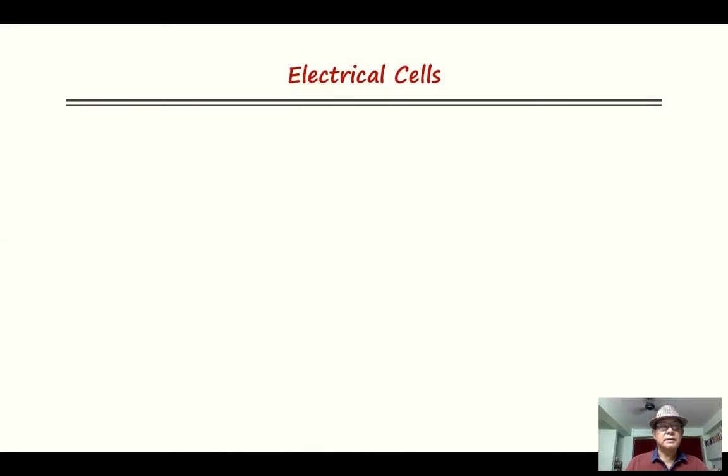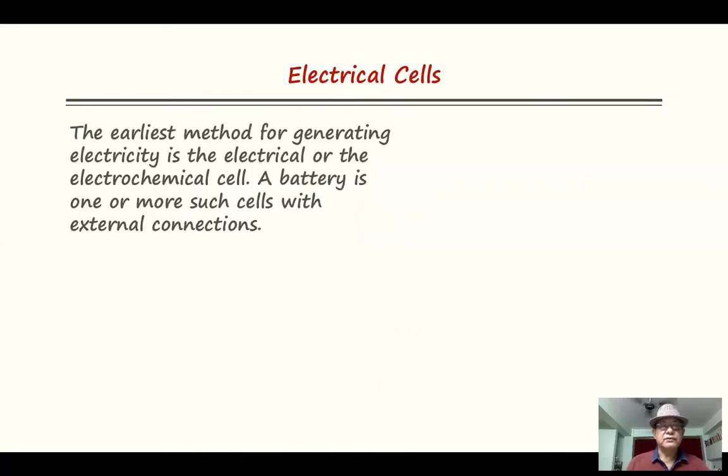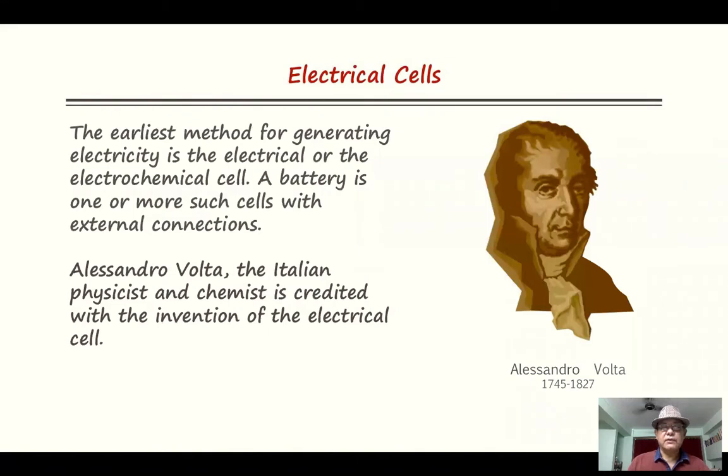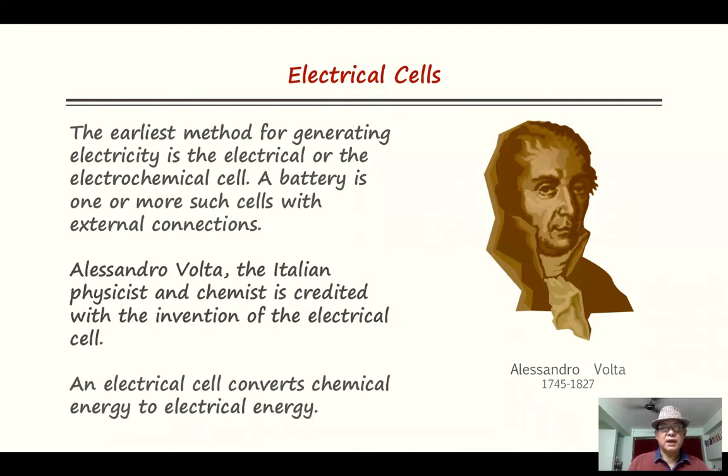Electrical cells. The earliest method for generating electricity is the electrical or the electrochemical cell. A battery is one or more such cells with external connections. Alessandro Volta, the Italian physicist and chemist, is credited with the invention of the electrical cell. Here is a portrait of Alessandro Volta, 1745 to 1827. An electrical cell converts chemical energy to electrical energy.